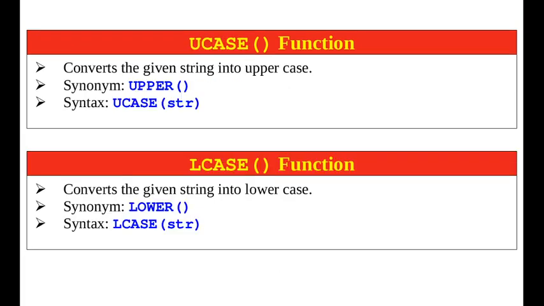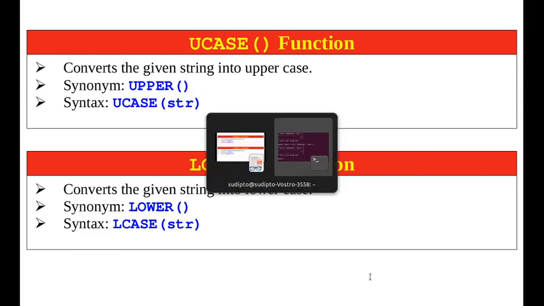Next, very easy 2 functions, UCase and LCase. The UCase function converts the given string into uppercase. Its other synonym is the upper function, and the syntax is very easy: UCase within brackets the string you have to give. The LCase function similarly converts the given string into lowercase. Its synonym is lower. Its syntax: LCase within brackets the string. Let's see the execution of it.